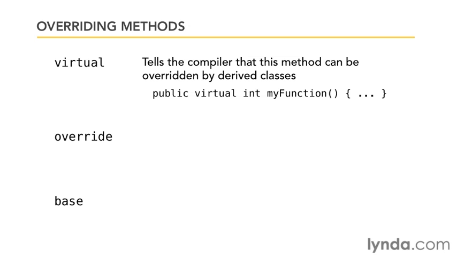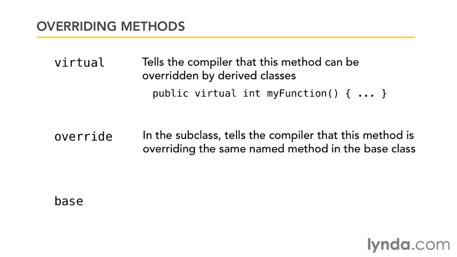To actually override the method, in the subclass, I tell the compiler that a particular method is going to override the same method in the base class by using the override keyword. So in this case, instead of virtual, I use override. And you can see I've done the same thing here. Between the return type and the word public, I've used the word override. And these two go hand in hand when you want to override methods.